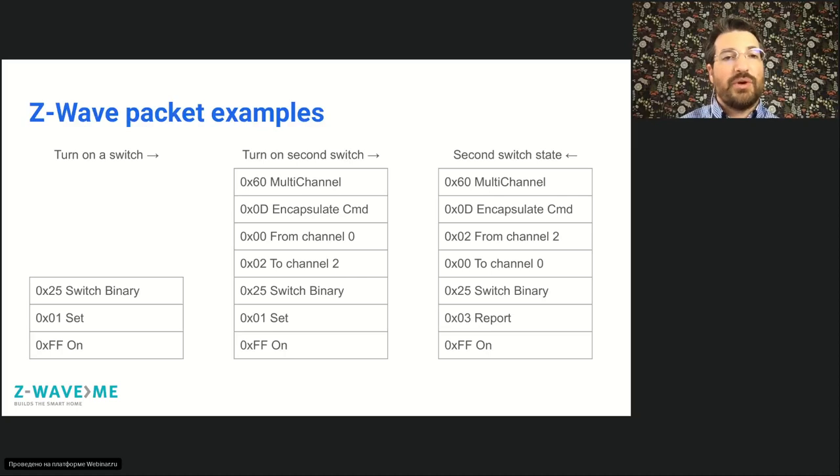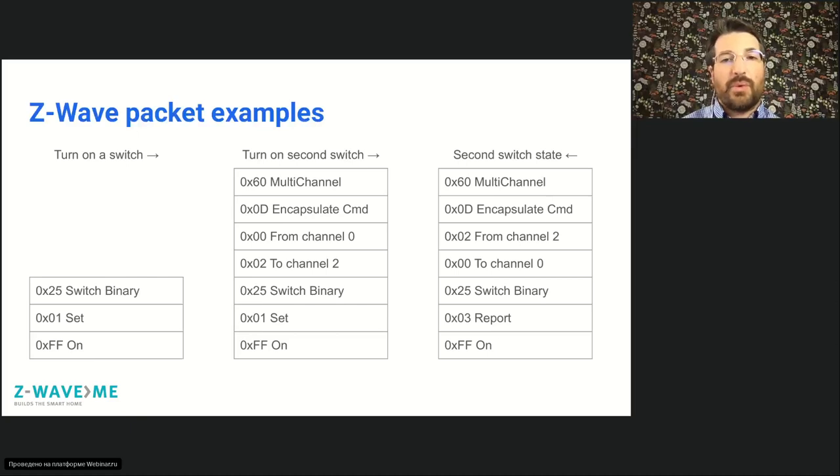And for this, in Z-Wave, you use so-called encapsulation. So you will use another command class, which is called multi-channel, that will have a command encapsulate 0D, and then this command will define that we want to send from channel 0 to channel 2. So we want to switch a second relay, and then we will add the three bytes that were shown on the previous slide. So you see that to turn on or off a double switch, you need four additional bytes to describe which exactly channel you need to address.